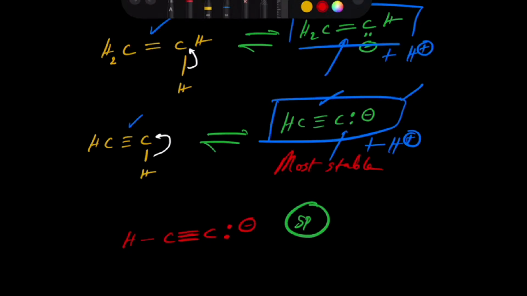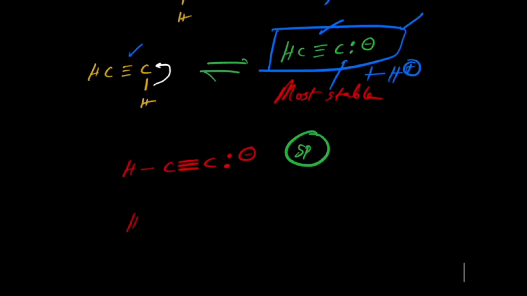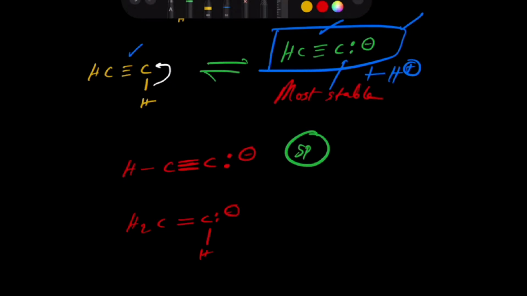Next. What about this? H2C double bond C, there is one H and there is one lone pair. What is the hybridization here? Now count how many groups are attached. One lone pair, one sigma bond here, one sigma bond here. I don't count pi bonds, so there are three groups attached. That's why it is sp2.